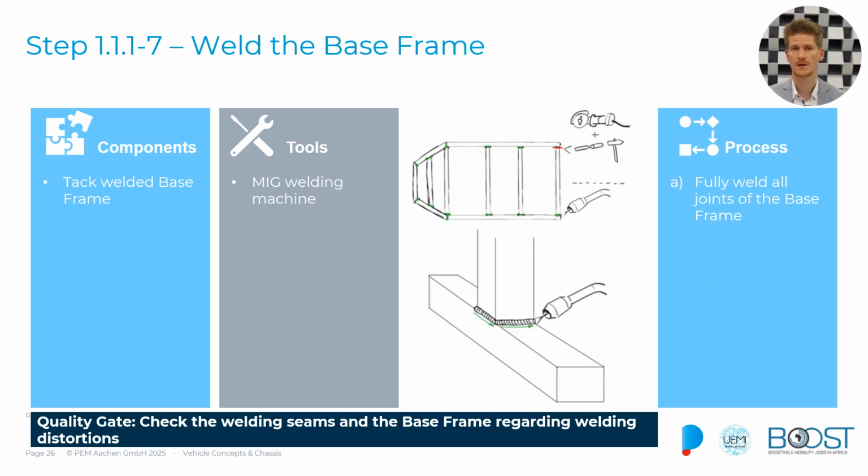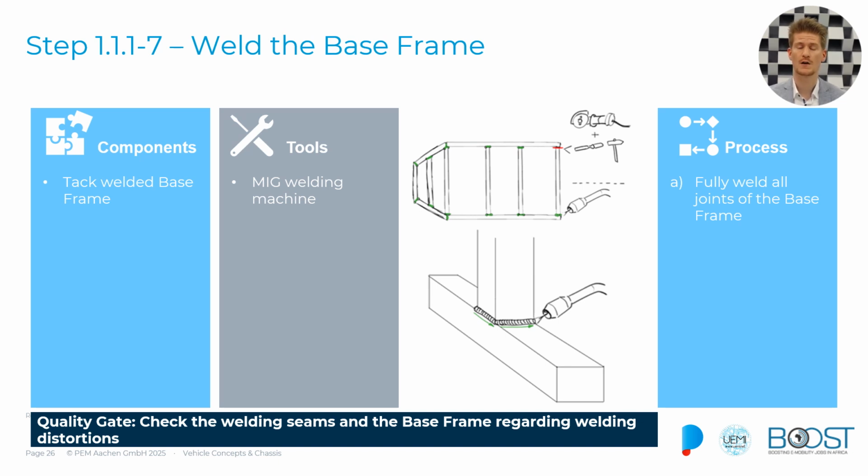Now the next step again involves our MIG welding machine, and we will use it to completely weld the joints now. And the full welding is something that we then have to check later on. So there's a quality gate that we need to watch. So we will check all the welding seams, if the welding has been performed correctly and if the seams are all in good condition and shape.